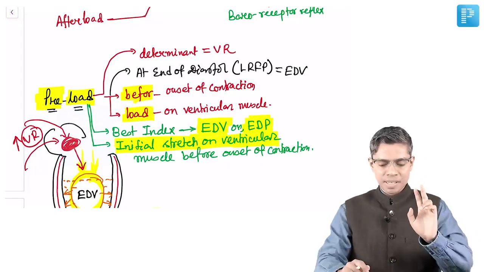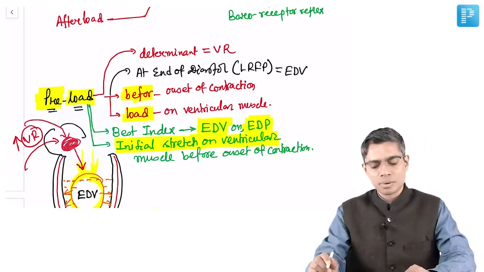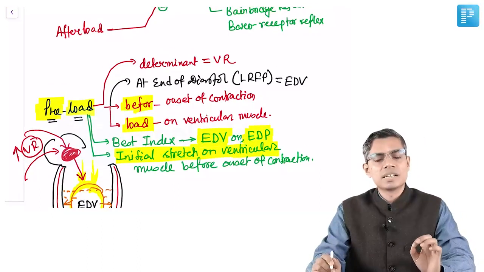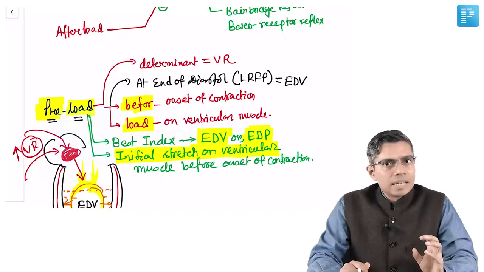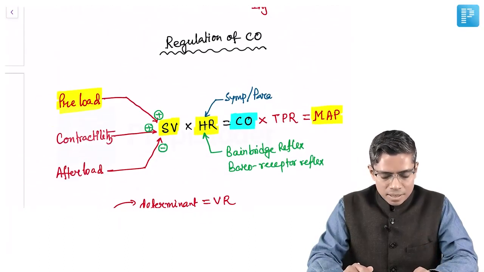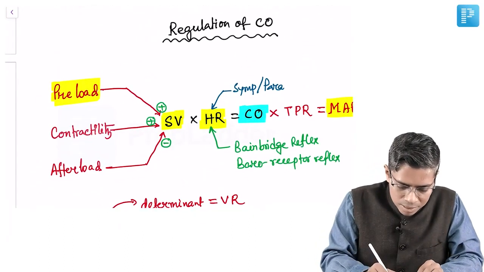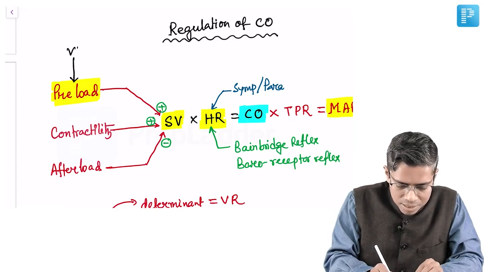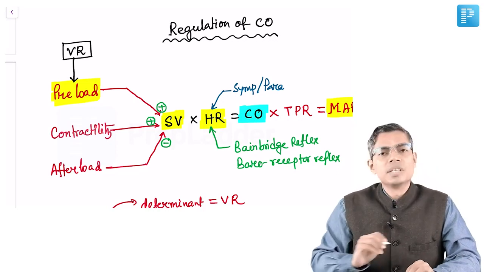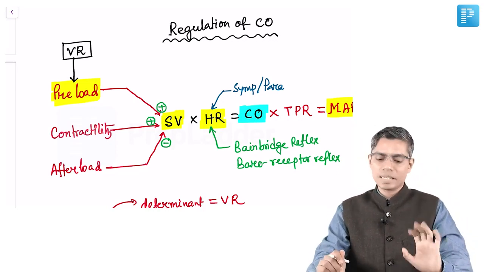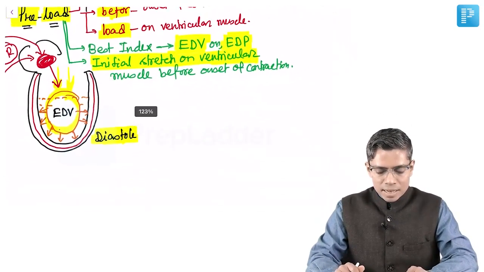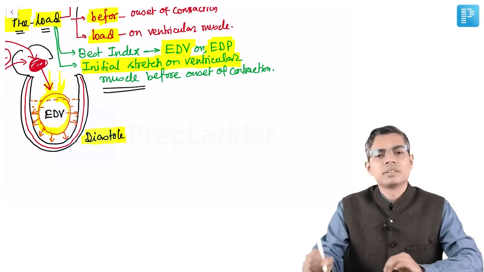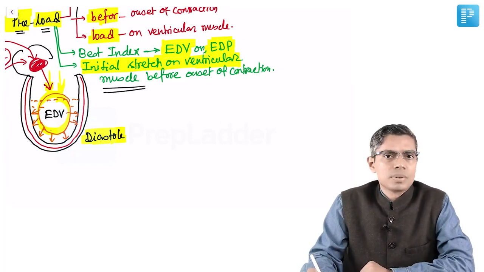Getting my point? So two questions. If the question is what is the best index of preload, then your answer is end diastolic volume or end diastolic pressure. But if the question is best determinant of preload or end diastolic volume, your answer is venous return. So I can write down here that preload is dependent on venous return. So the more the venous return, the more will be the preload, and the more the preload, the more will be the stroke volume of the ventricle. Getting my point? Now, whenever we are discussing preload, we told you already that it is the initial stretch of the ventricular muscle before the onset of contraction.